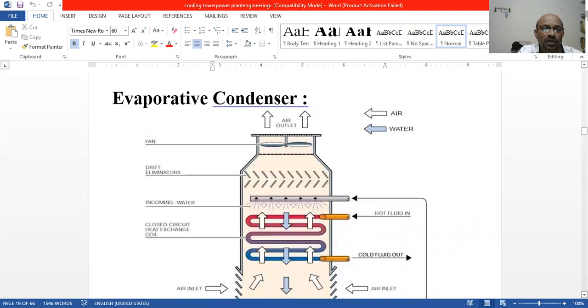And the evaporative condenser. See how many different types are there, different things are there. Please observe it clearly. Okay.